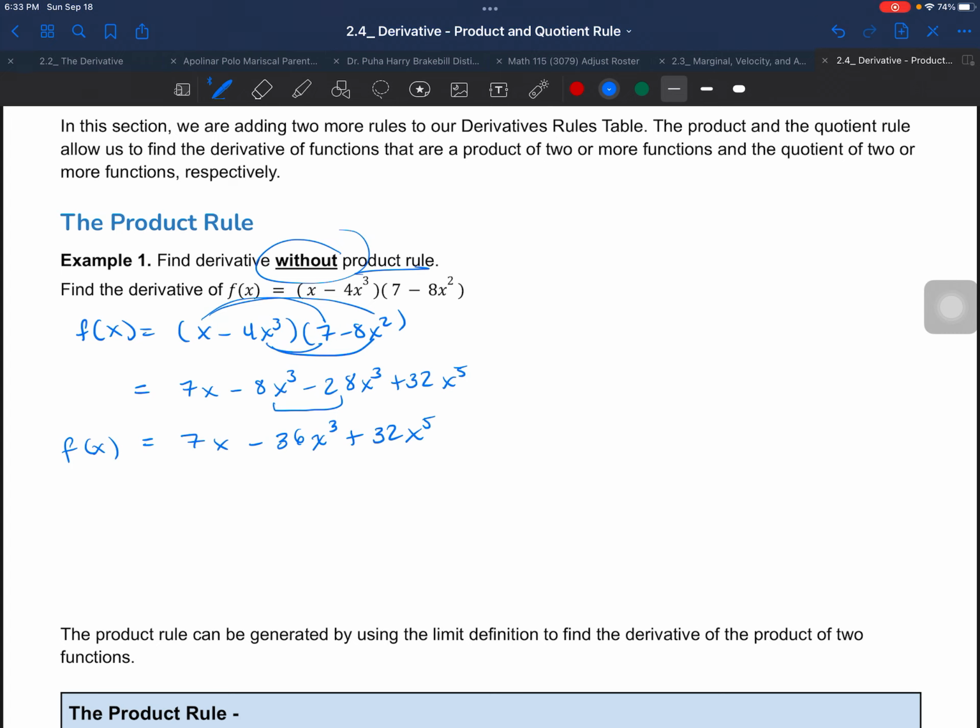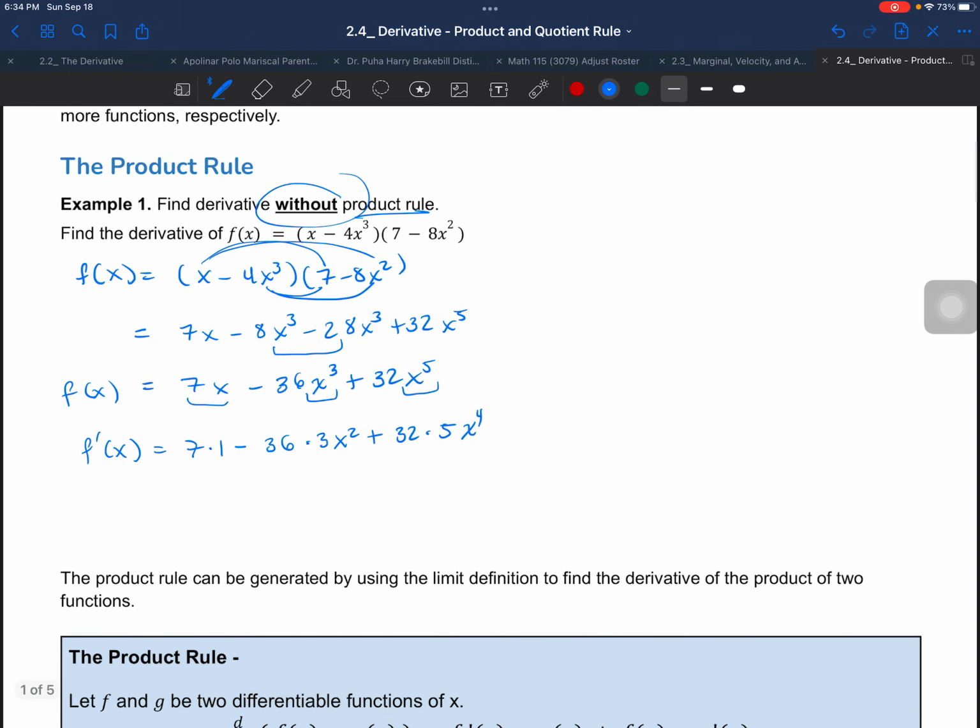All right, so this is the original function, right? Now we would take the derivative of this. So we'll take the derivative by using the power rule. So we have 7x. Remember, the x will go away. So we have 7 times 1, minus 36 times the derivative of x cubed, which is 3x squared, plus 32 times the derivative of x to the fifth, which is 5 times x to the fourth, right?